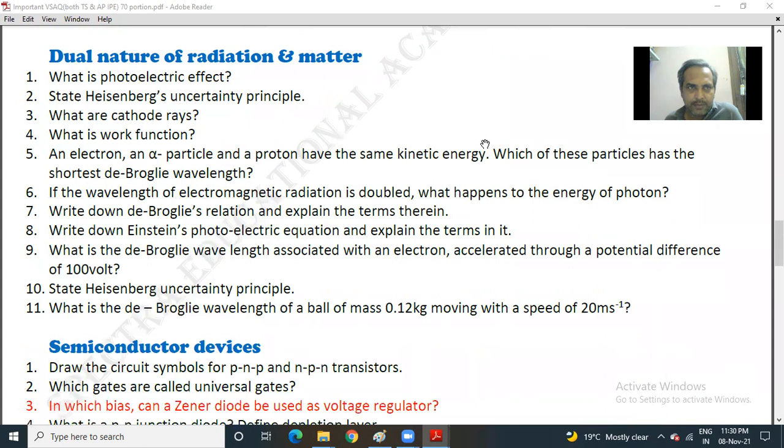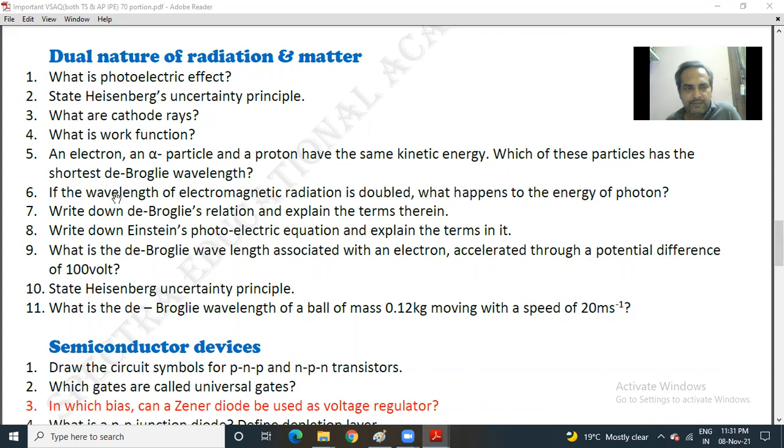Moving to the next chapter, dual nature of radiation and matter. Question number 1. What is photoelectric effect? 2. State Heisenberg uncertainty principle. 3. What are cathode rays? 4. What is work function? 5. An electron, an alpha particle and proton have the same kinetic energy. Which of these particles has the shortest de Broglie wavelength?